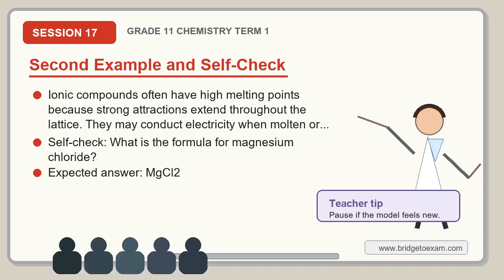Now answer this self-check. What is the formula for magnesium chloride? A strong answer should include MgCl2. Hint: Mg2+ needs 2 Cl- ions to balance charge.